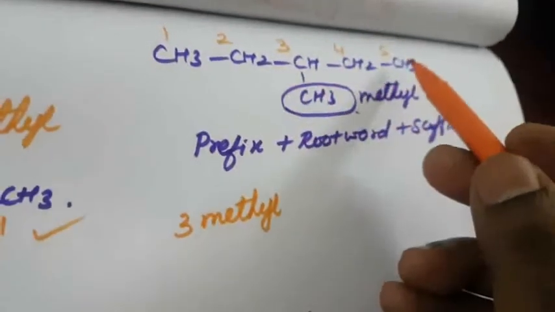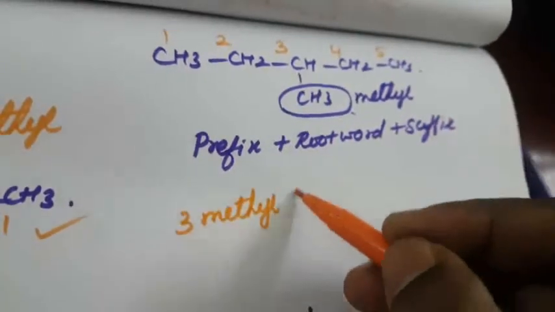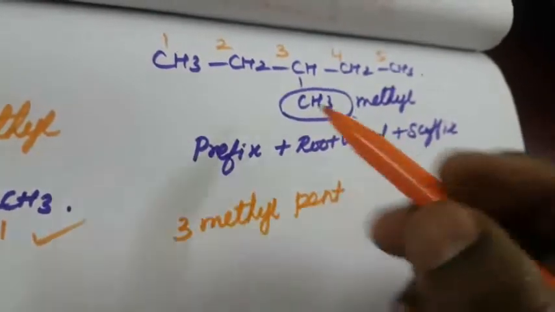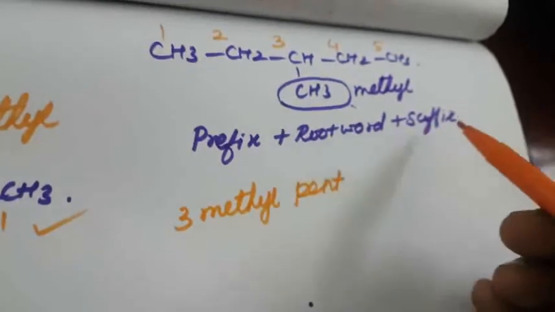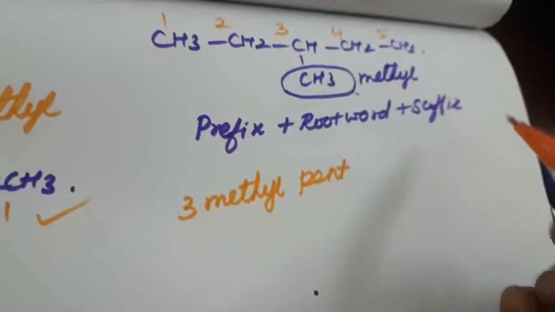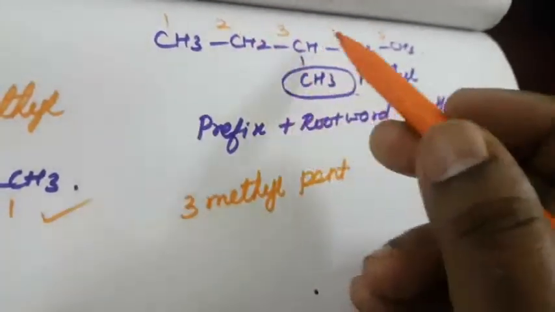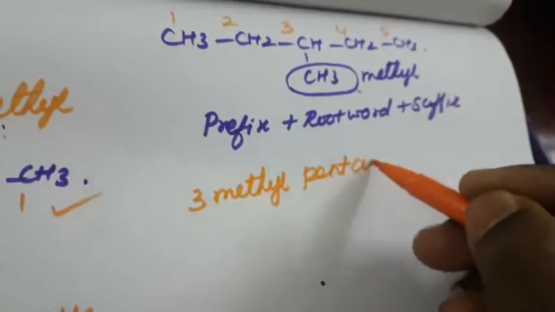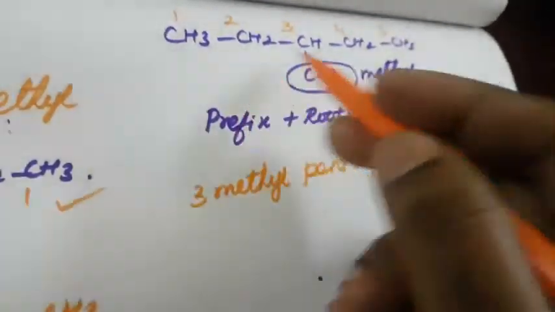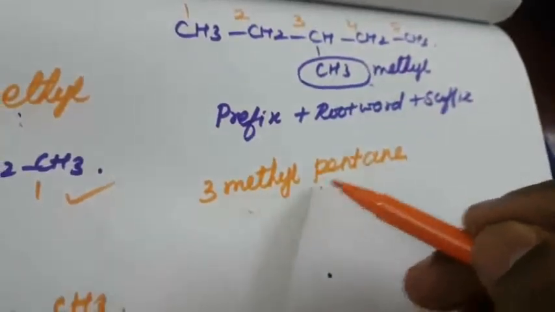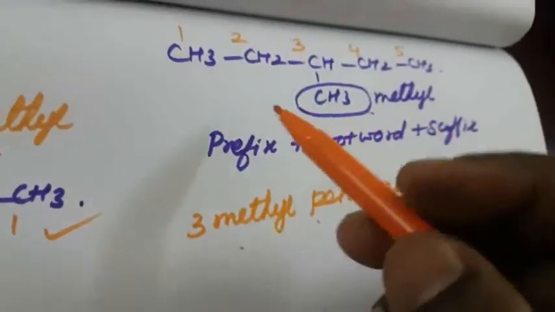Okay, then root word. How many carbons are there? 5 carbon. What is the root word? 5 carbon means pent. Whether the compound is saturated, suffix means the primary suffix and the secondary suffix. What is primary suffix? The compound containing single bond, suffix contains a and e. So what is the name of this compound? 3-methylpentane.